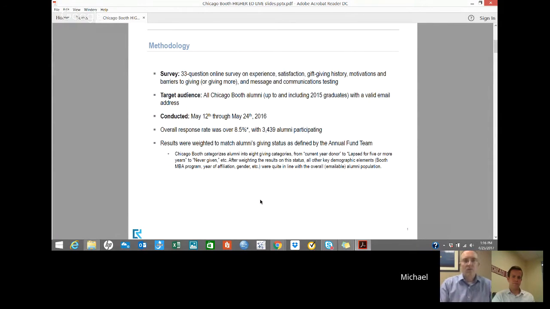We also weighted the results based on their donation status, because oftentimes in a survey like this, you'll find that donors are much more engaged in general as alumni, so they're going to respond at a much higher rate. So therefore, we use their donation status to weight the data so that the overall results you'll see on the following slides is representative of the actual overall population and not just predominantly donors.